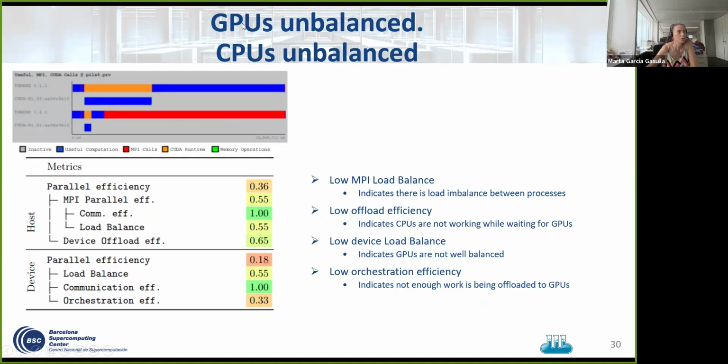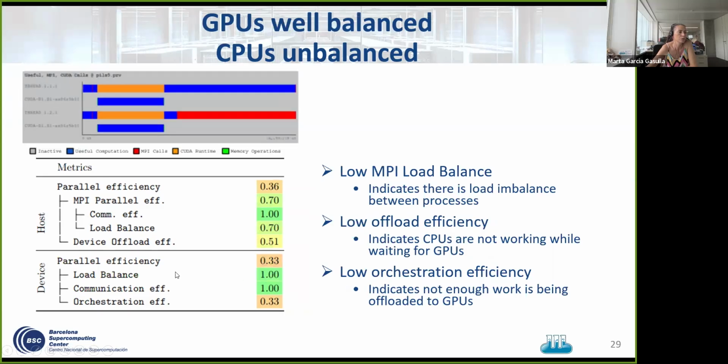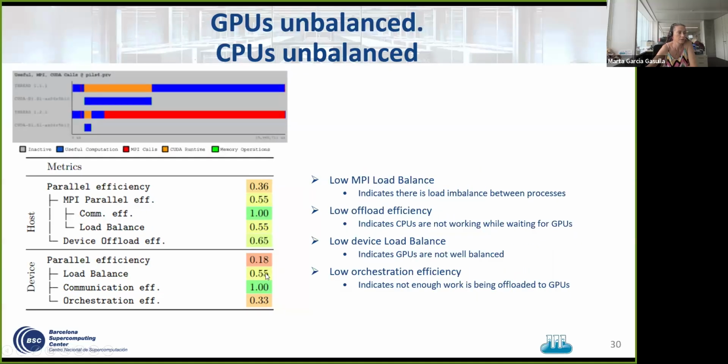In this case, both the GPU and the CPU are unbalanced. And now we see that the low MPI load balance indicates this. We also see a low offload efficiency because the CPU is not overlapping work with the waiting for the GPU. And we also see a low parallel efficiency for the device, mostly because of the load imbalance and the orchestration. In the difference between these two cases, you can see that the load balance for the device in the previous one was 1, while here it's 0.5.